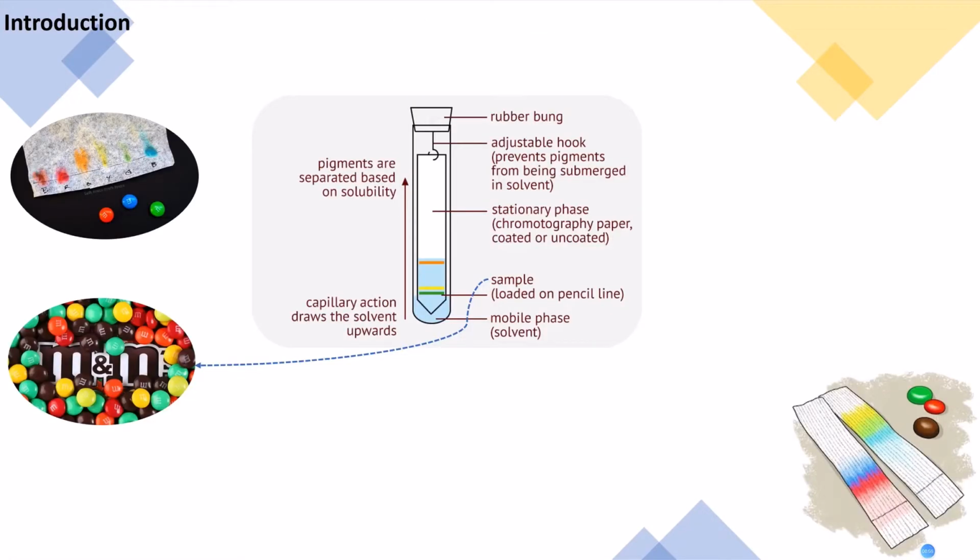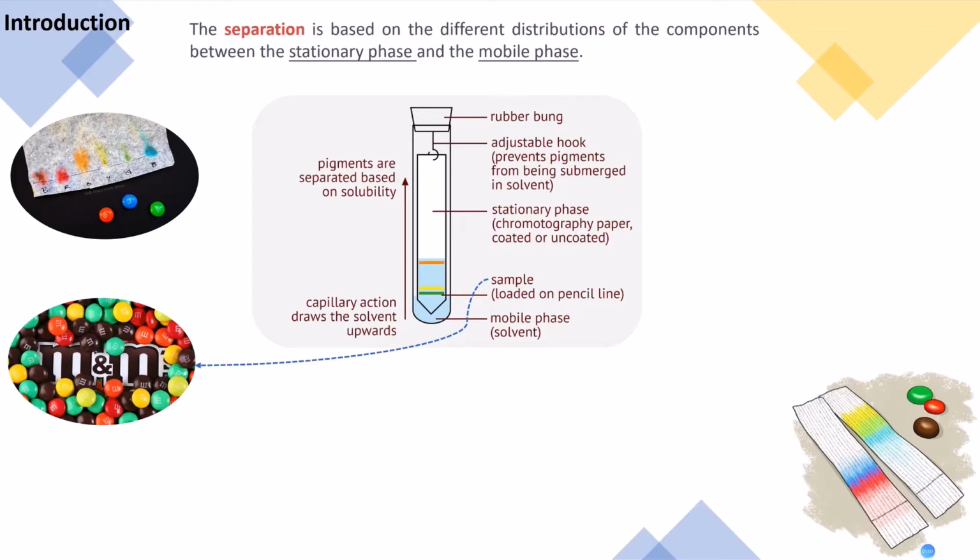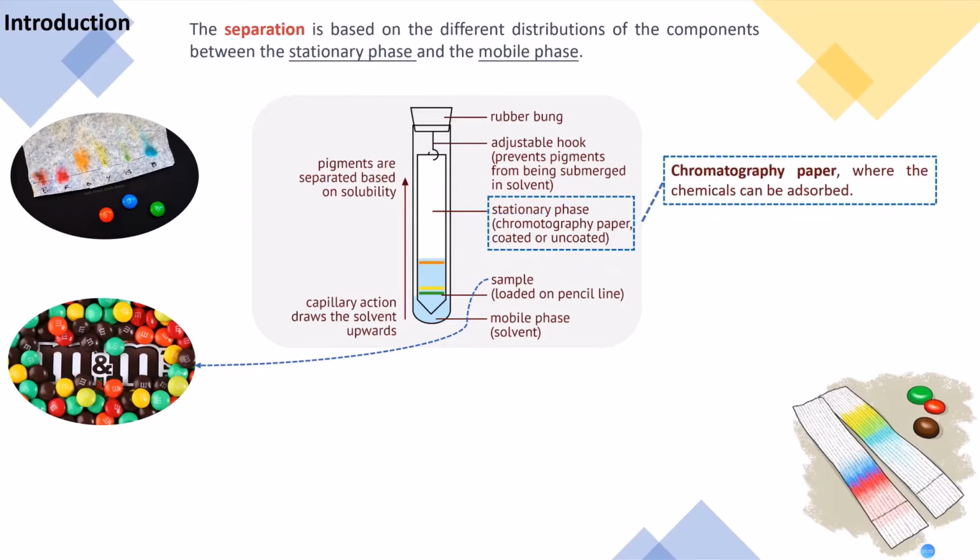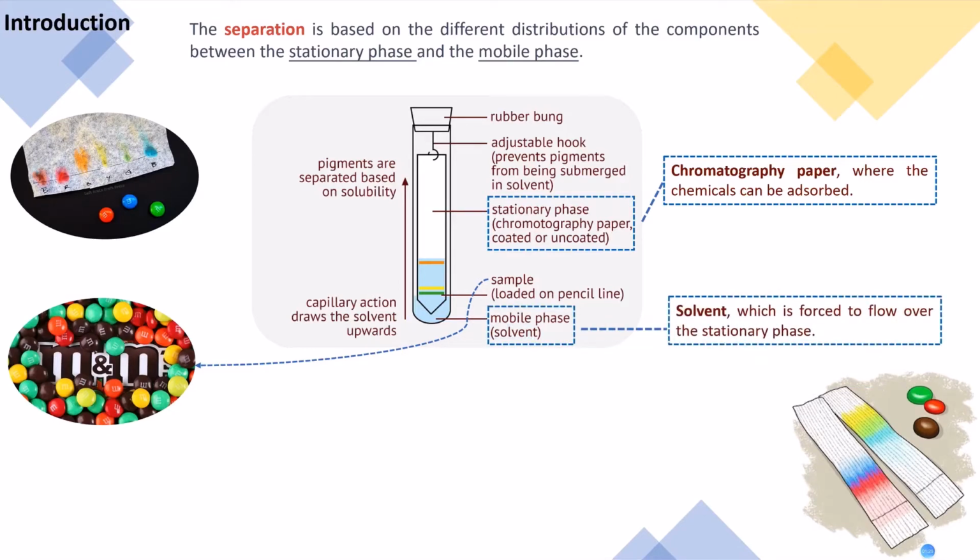The separation is based on the different distributions of the components between the stationary phase and the mobile phase. The stationary phase is a solid that has a large surface area, where the chemicals can be adsorbed, and the mobile phase is a solvent, which is forced to flow over the stationary phase.